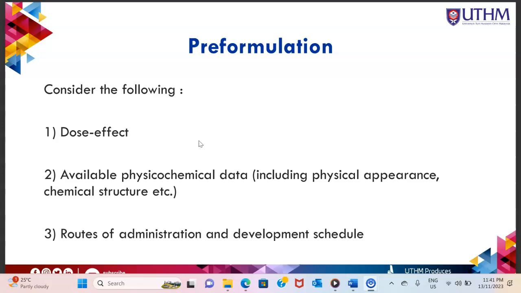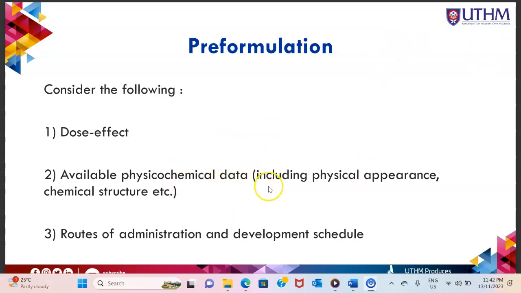So for example, we have this pain relief drug. In pre-formulation, you will evaluate the effective dose needed for the pain relief and potential side effects associated with higher doses. And this information guides the formulation process to create a dosage form that provides desired pain relief without causing you unnecessary side effects. What about the available physicochemical data?